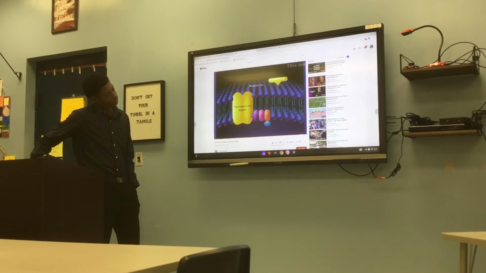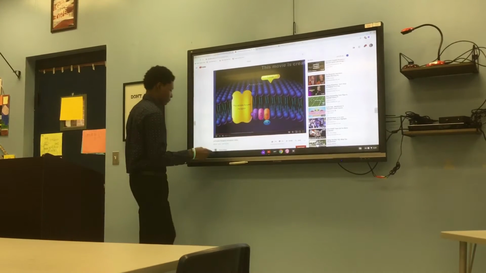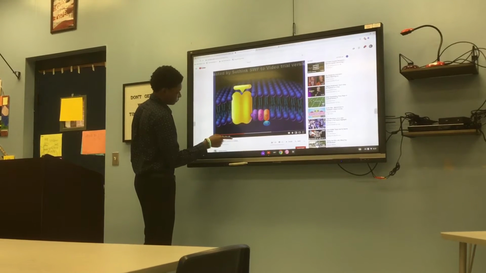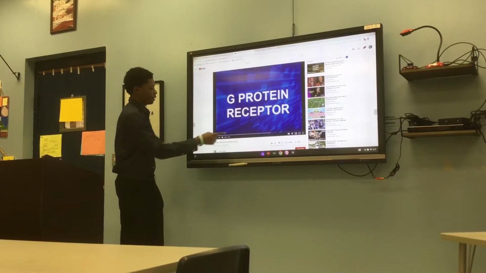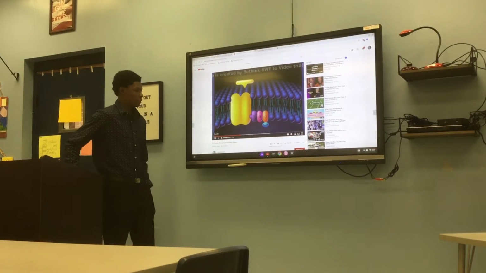There is a receptor site for a small molecule called a ligand exposed on the outside of the cell. The ligand binds to the receptor site on the outside of the cell membrane.